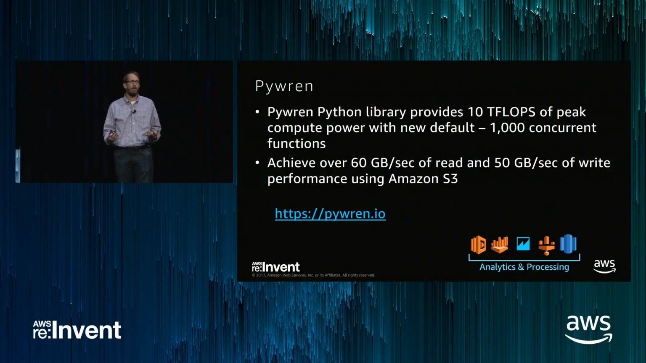So with the default account limit of 1,000 concurrent Lambda functions, you can actually achieve with Pyron about 10 teraflops of peak compute power. That's extremely powerful to do just by taking your existing Python code.